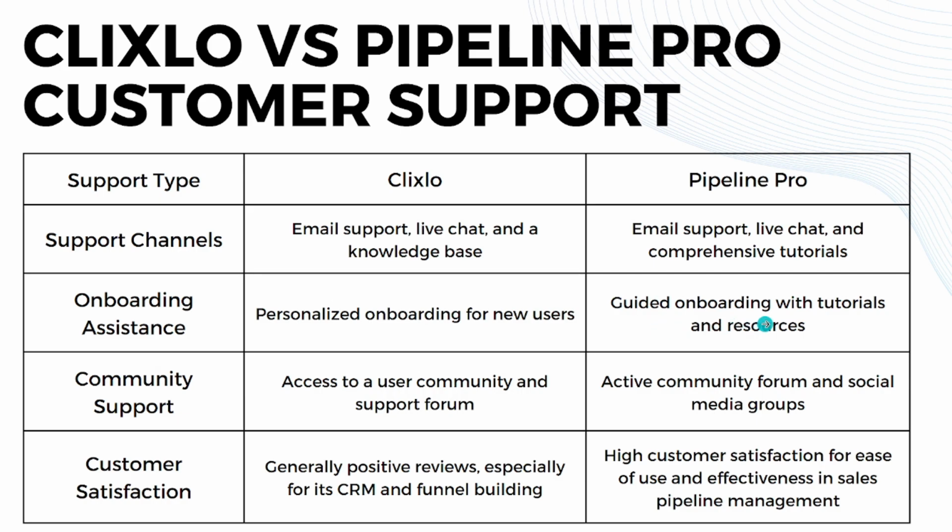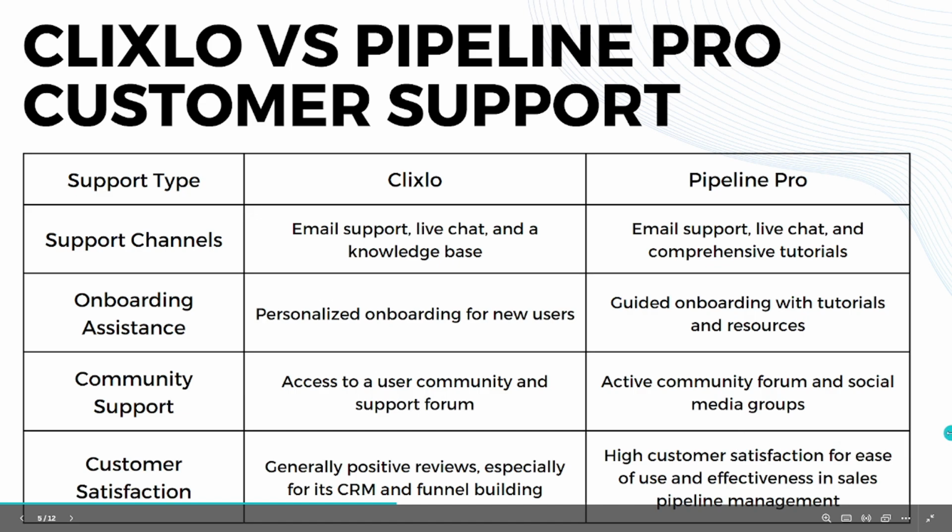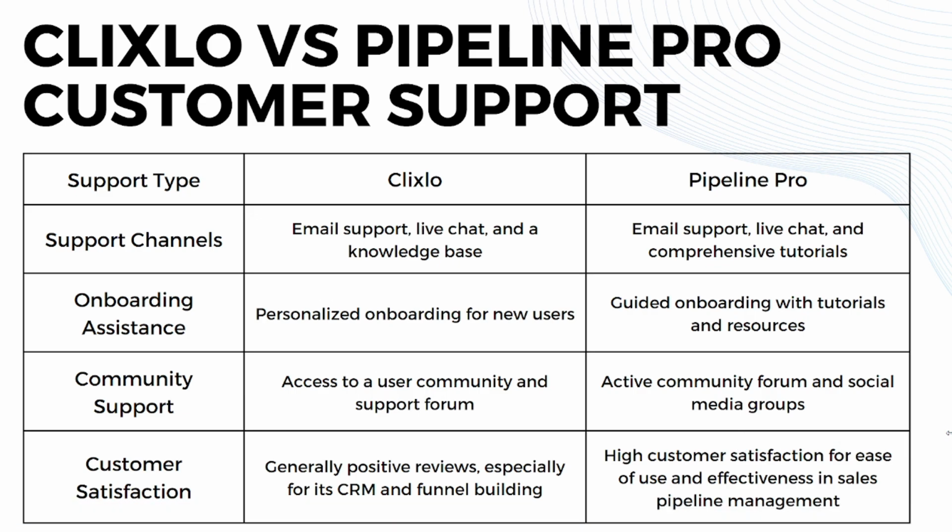So which is good. And when we talk about the community support, Clixlo has access to a user community and support forum. Same thing with Pipeline Pro, with additional social media groups. And yes, that's it. When it comes to customer satisfaction, Clixlo has generally positive reviews, especially for its CRM and funnel building, while Pipeline Pro has high customer satisfaction for ease of use and effectiveness in sales pipeline management. So yes, that's it for the customer support.